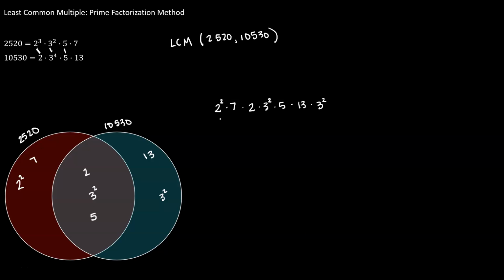And it's easier to group common factors. So I've got 3 factors of 2, I have 4 factors of 3, 1 factor of 5, 1 factor of 7, 1 factor of 13. Let's go ahead and type those into our calculators.